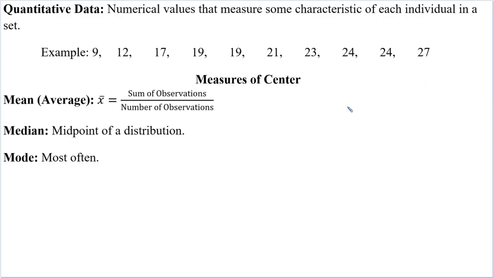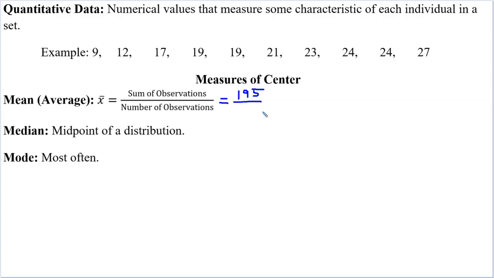And the first thing we're going to talk about are some measures of center. So how do I figure out what the middle of this data set is? One way could be with the mean, or the average. We'd write that as x bar. That's just equal to the sum of the observations divided by the number of observations. So good old-fashioned average, add up 9 plus 12 plus 17 plus 19 plus 19 plus 21 plus 23 plus 24 plus 24 plus 27. When I do that, I get 195 on my calculator.